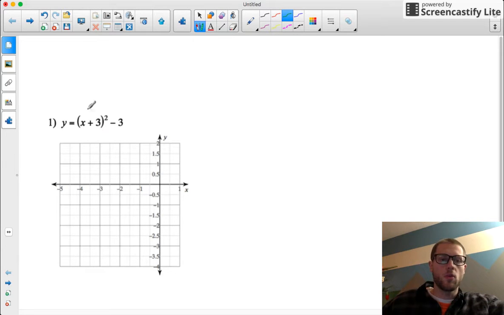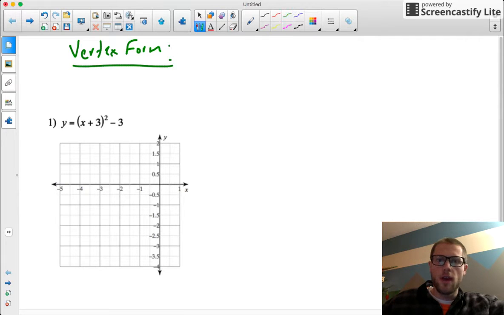All right, for this problem here, we're going to graph this quadratic onto this grid here. And this graph is in vertex form. And so just to recall what that looks like, this is going to be given as the general formula, y equals a times x minus h squared plus k.